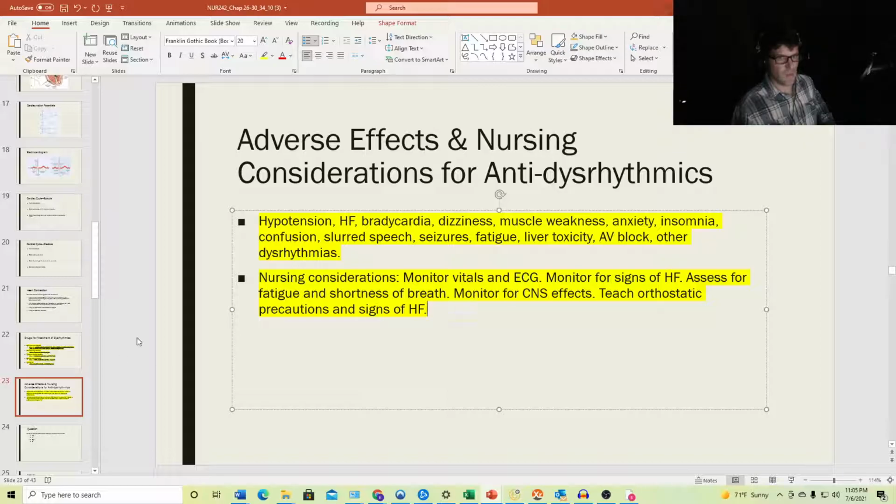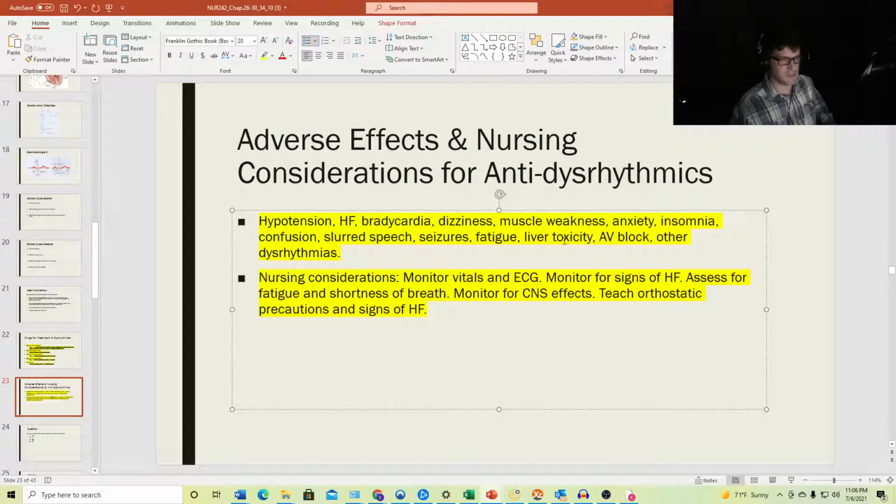to go down. I don't know if you've ever been strangled or almost drowned, but when you are short on air supply, you get anxiety. I have no way to remember insomnia. Just remember insomnia. Confusion goes along with hypoxia. Slurred speech goes along with hypoxia. Seizures probably goes along with hypoxia. Fatigue goes along with hypoxia.